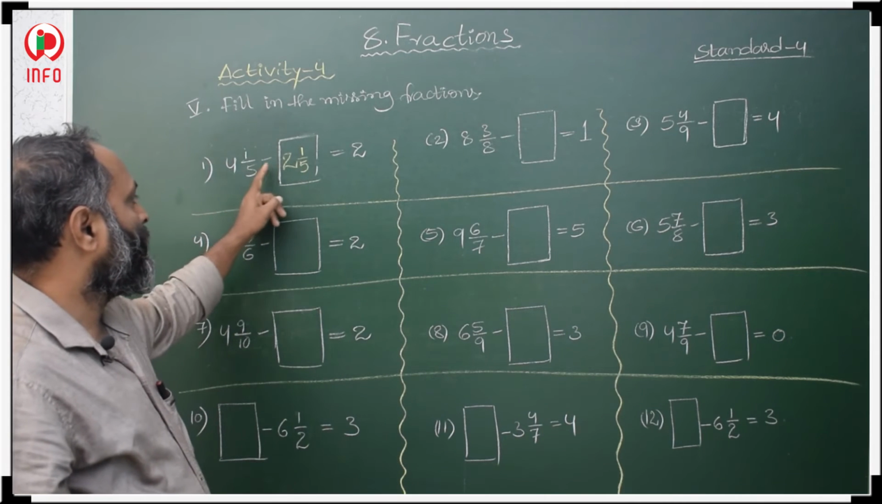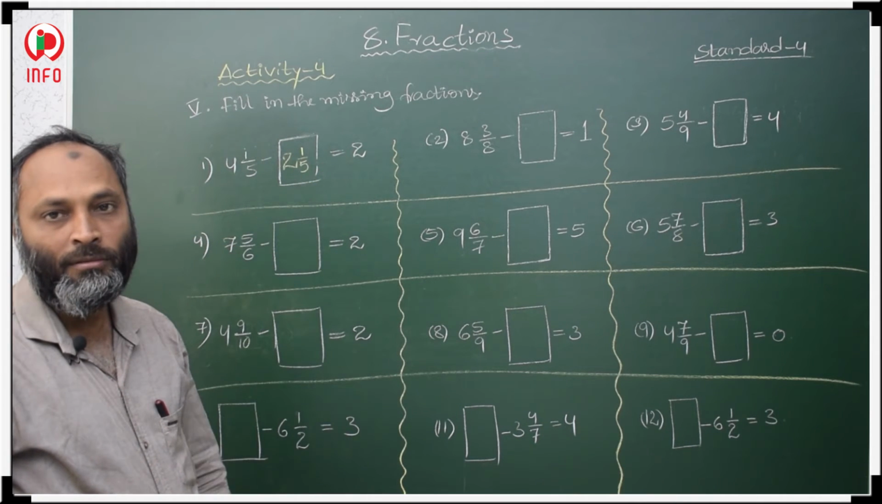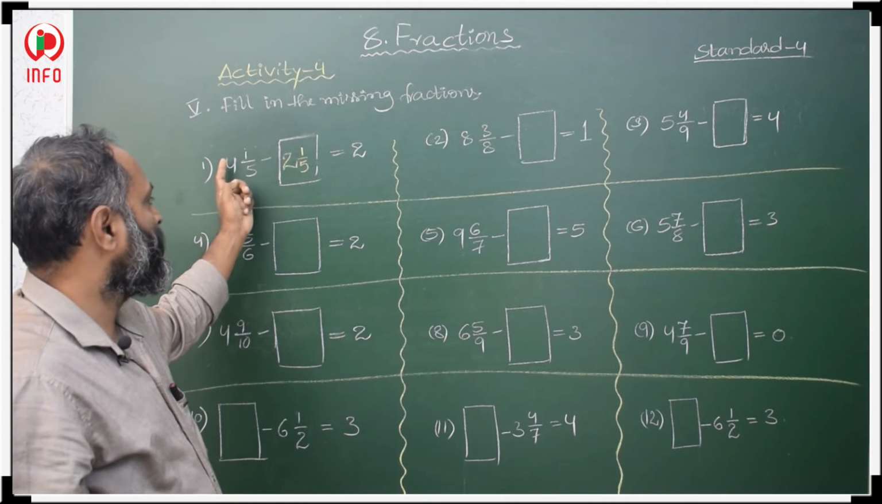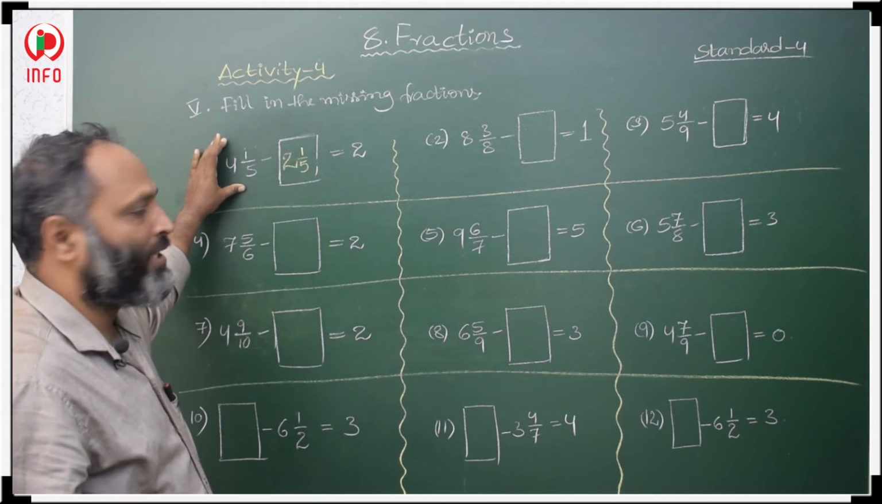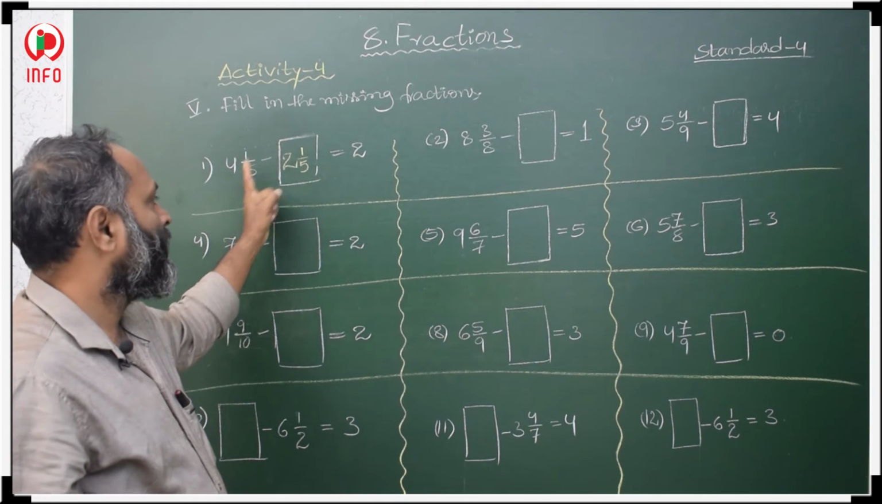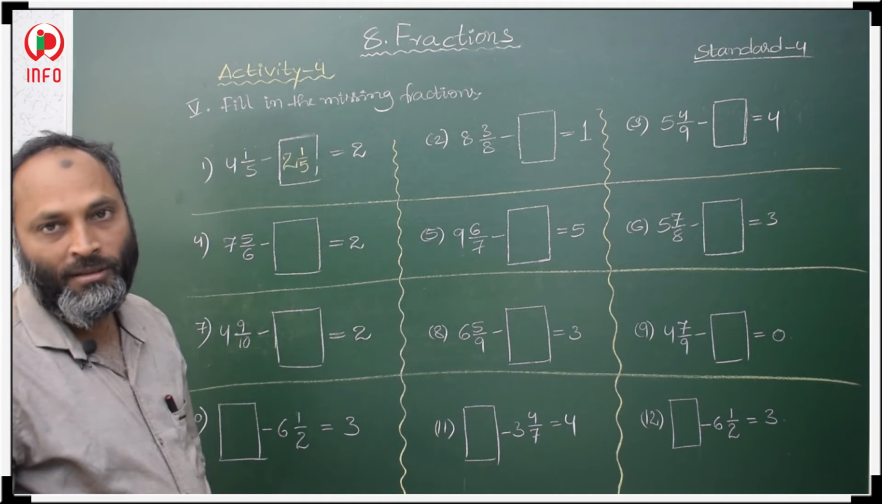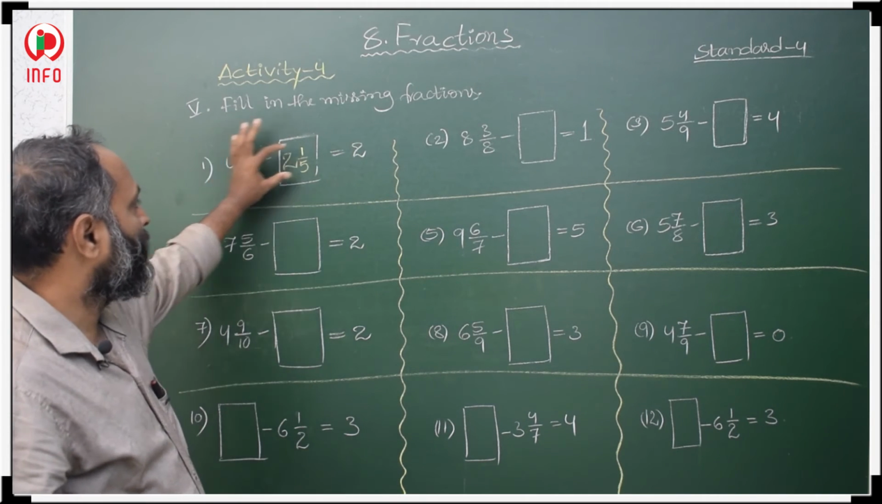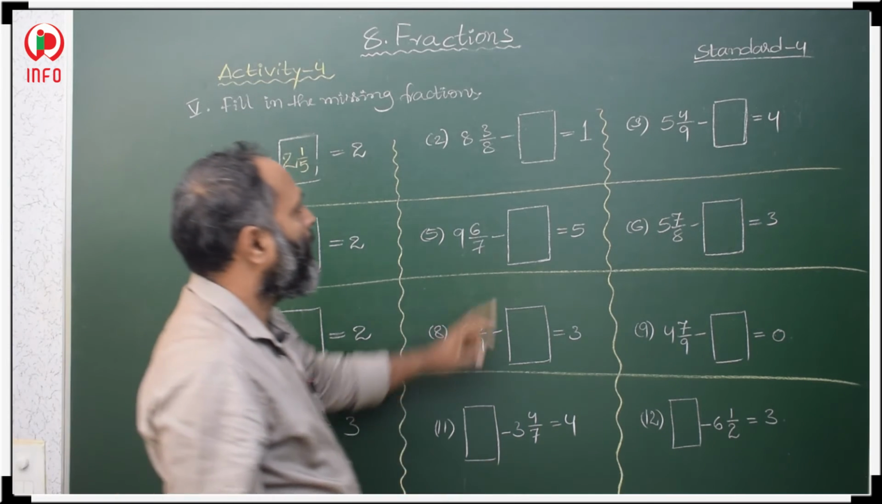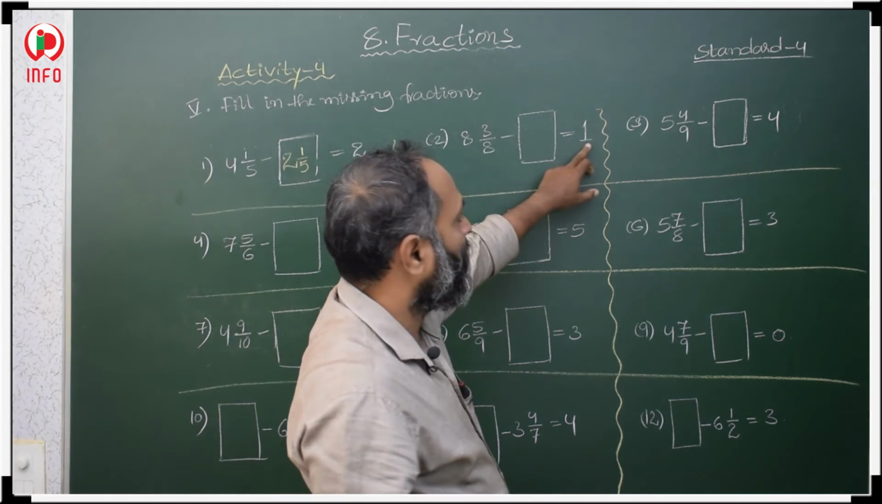4 1 by 5 minus 2 1 by 5 is 2. That is it, very simple. We just have to subtract the whole parts when the first fraction is given and the answer is given. This is the procedure. Then the proper fraction we have to keep as it is.